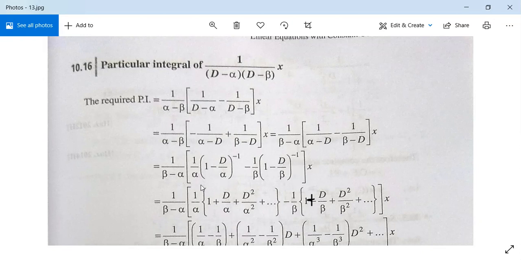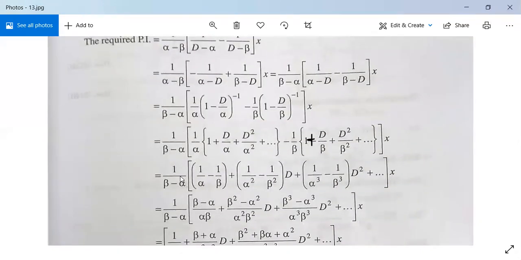operating on x. So this is equal to 1 by (beta minus alpha), and in bracket 1 by alpha, expand this using binomial expansion for negative indices. So it will be 1 plus D by alpha plus D squared by alpha squared plus and so on, minus 1 by beta within bracket 1 plus D by beta plus D squared by beta squared plus and so on, operating on x. So it is equal to 1 by (beta minus alpha). Now 1 minus 1, then (1 by alpha minus 1 by beta) D, take the coefficients of D, plus (1 by alpha squared minus 1 by beta squared) D squared, take the coefficients of D squared, plus and so on, operating on x.